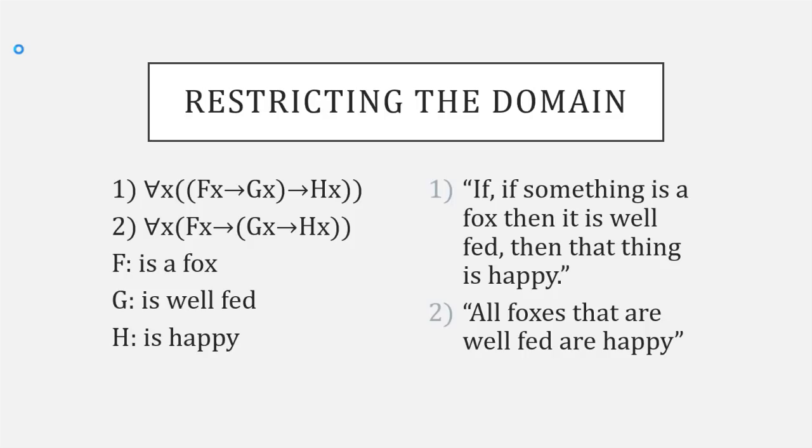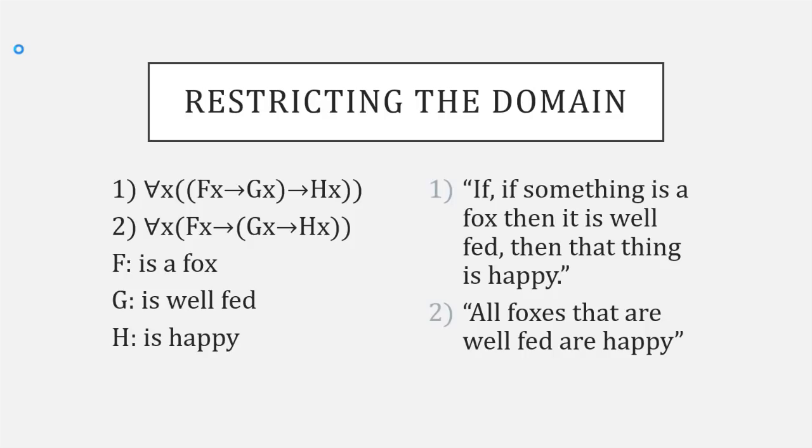So number 2 says of the category of all things that are foxes, so we take that as our largest category, and then we restrict that category even more to those things that are well-fed as well as being foxes, then of those things, they have the property of being happy. So that's what happens. That's the one you want. That's the one that's on the right. We'll put the brackets to the right. The thing on the left is true under weird circumstances.